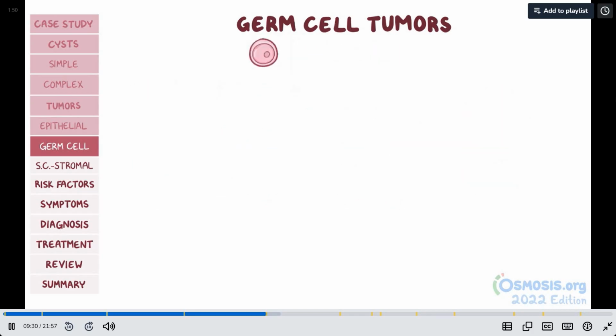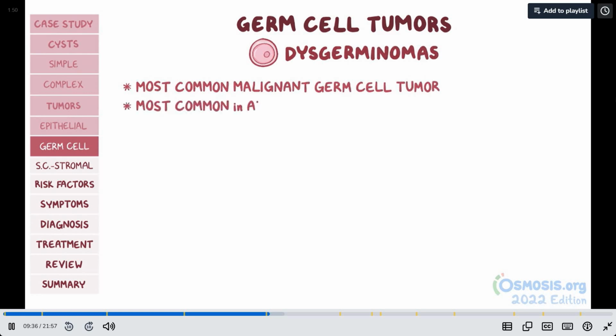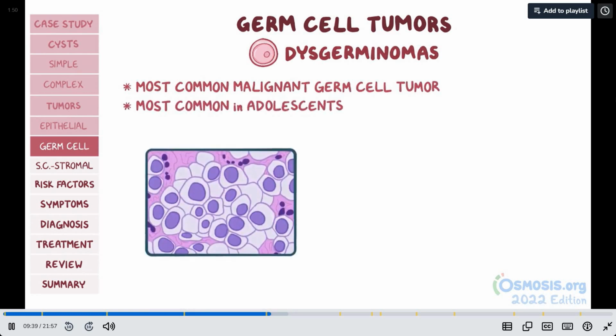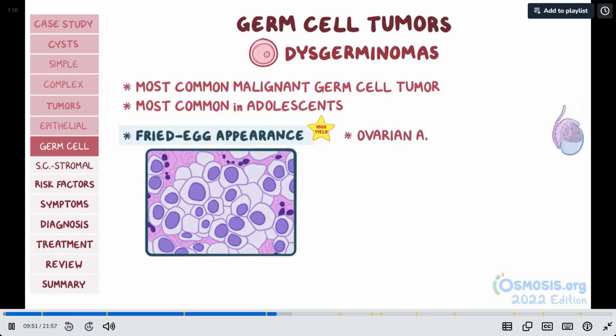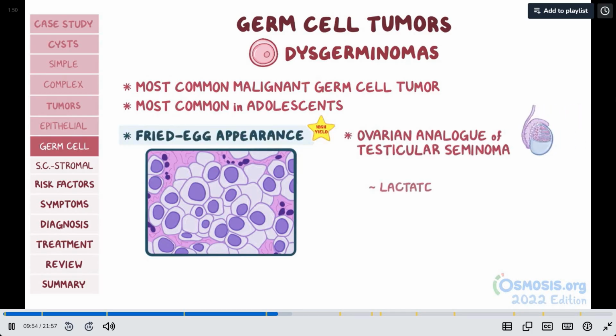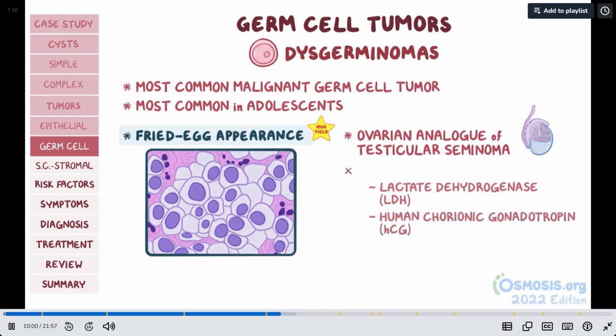Next, tumors from oocyte tissue are called dysgerminomas, and are the most common malignant type of germ cell tumor. They are most common in adolescents. For your exams, remember that on microscopic examination, the tumor cells are large with central nuclei surrounded by clear cytoplasm. A key word for that is a fried egg appearance. Another high-yield thing to know is that this is the ovarian analog of testicular seminoma. Lactate dehydrogenase, or LDH, as well as human chorionic gonadotropin, or HCG, are both markers for this tumor.